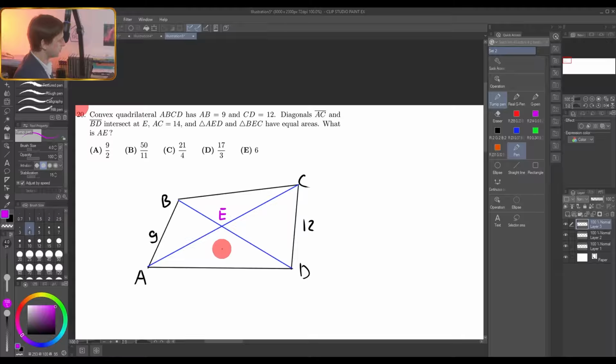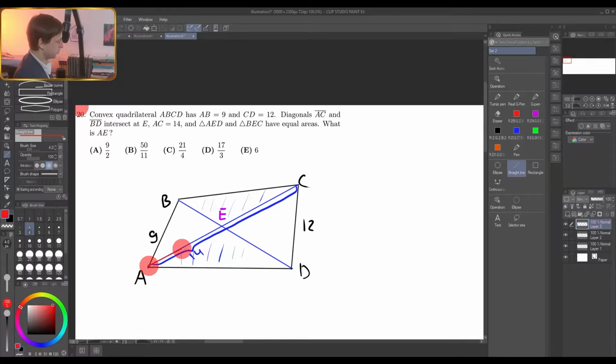Perfect. And AC is 14. So let's mark that AC in total is 14. Let me just use the same blue color to mark AC. So this one is 14. Perfect. And triangles AED and BEC have equal areas. So these two triangles have the same areas. What is AE? So basically you need to find AE. Let's mark it with the red color so we will know that this one is what we need to find.